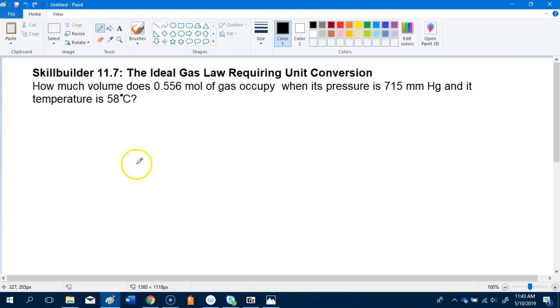Hi everyone, in this video I'll be working through the solution to Skill Builder 11.7 and we're building on from Skill Builder 11.6 where we use the ideal gas law, which is PV = nRT, but this time our variable units aren't going to be in the unit of choice, which remember for pressure is atmosphere, volume is liters, amount is mole, and temperature has to be in Kelvin.